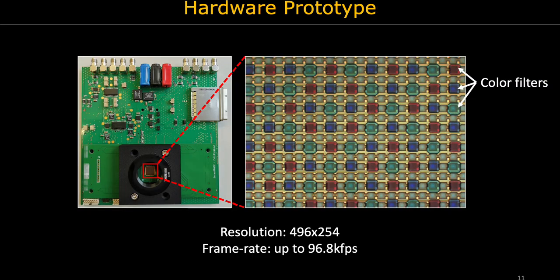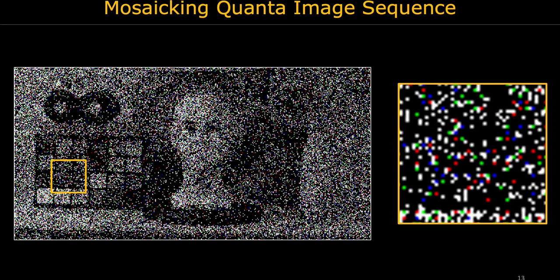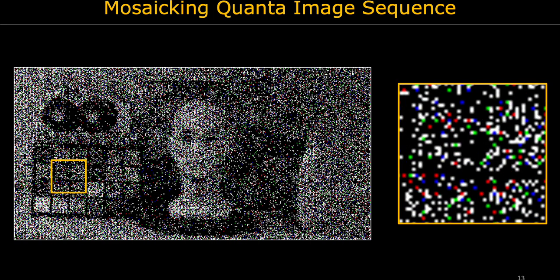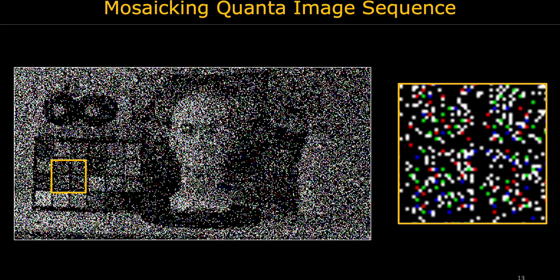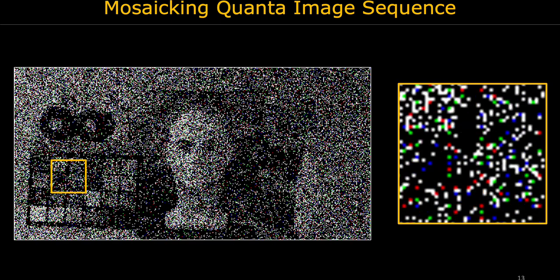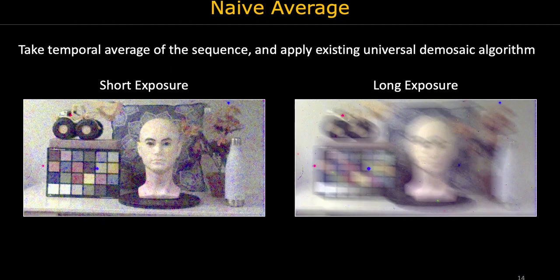To evaluate real-world performance, we fabricate a prototype color SPAD array with a spatial resolution of 496 by 254 and a frame rate up to 96.8 kilo fps. Here is a mosaicked quanta image sequence captured by the SPAD array. Each frame is 1 bit, with color indicating the corresponding filters.